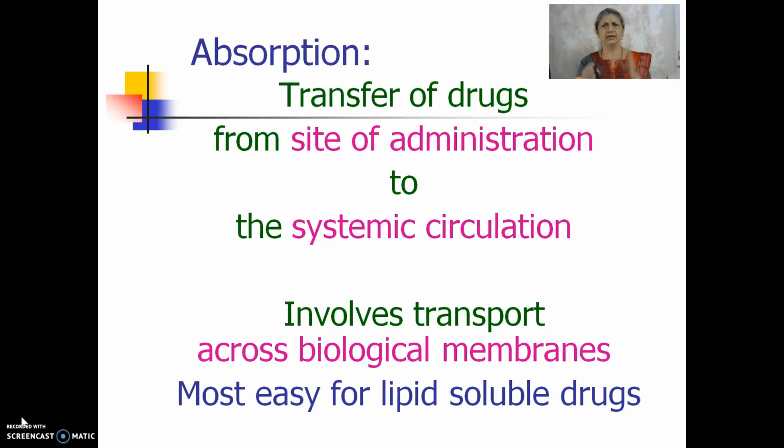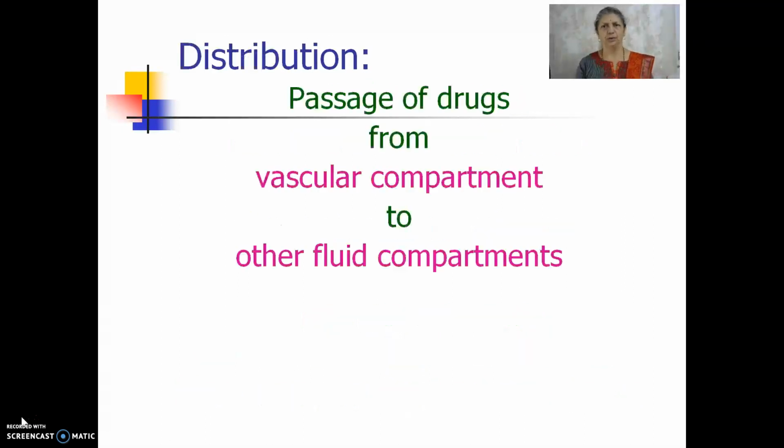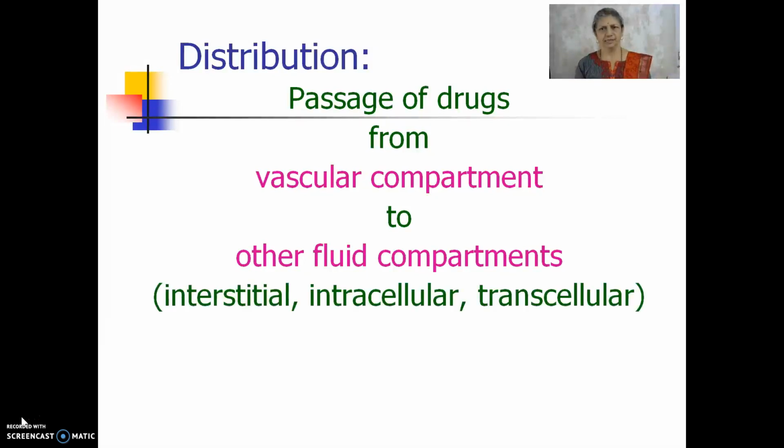Lipid-soluble drugs can easily cross biological membranes and therefore, for example, if ingested, can enter into systemic circulation, or even if injected elsewhere, can enter into systemic circulation. Next comes distribution, which is passage of drugs from systemic circulation to other fluid compartments, because somewhere there is the site of action. For example, what are these other fluid compartments?